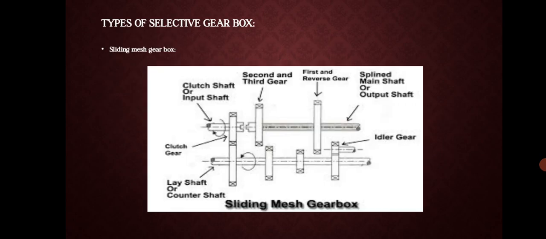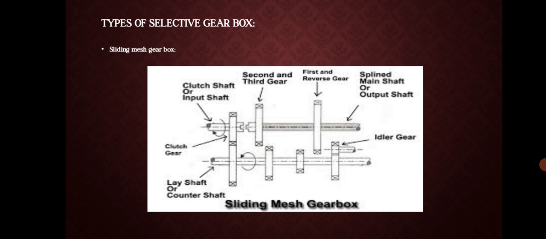So there are different types of selective gearbox. First is sliding mesh gearbox. Most of the indigenous tractors are fitted with sliding mesh or sliding cum constant mesh type gearbox. The housing is made of cast iron. It is rigid in construction and serves the purpose of tractor frame.